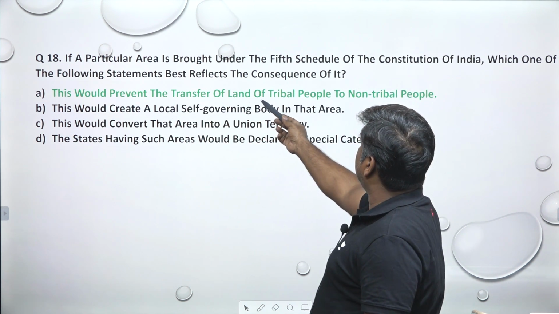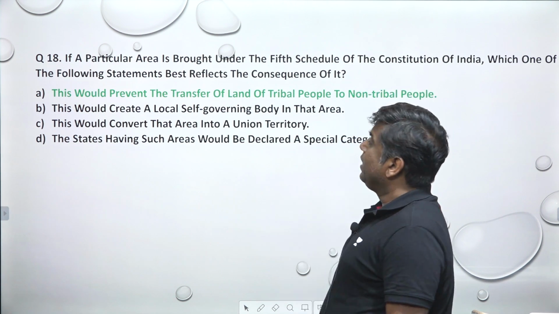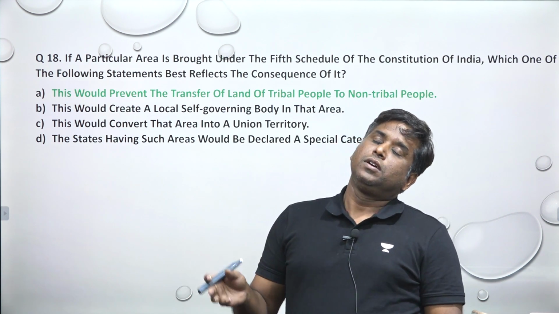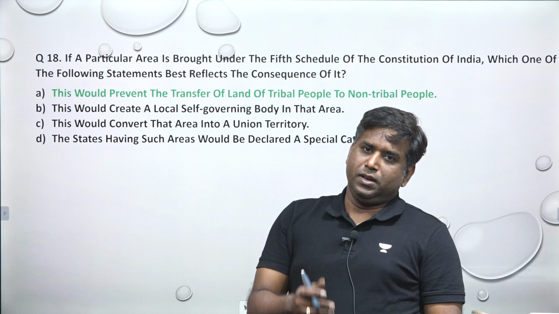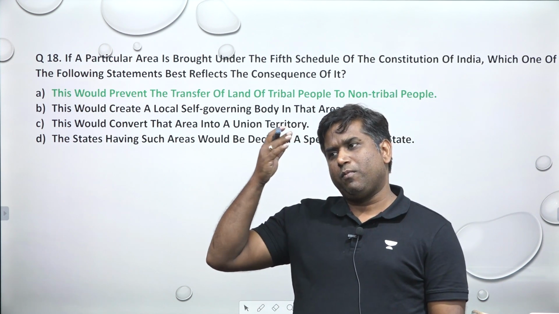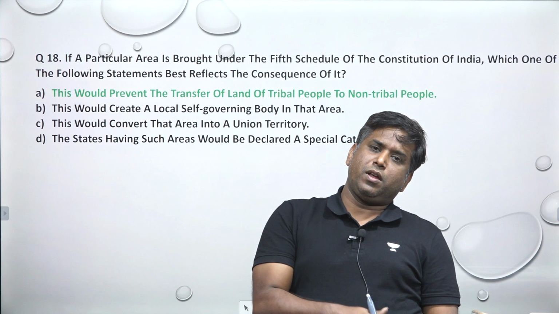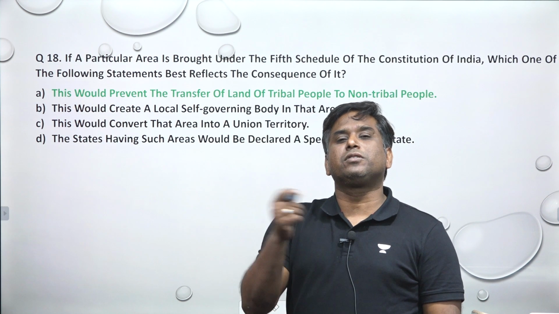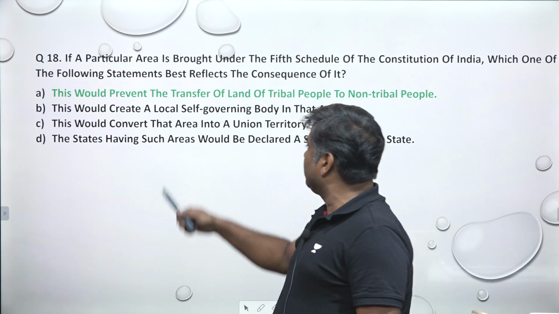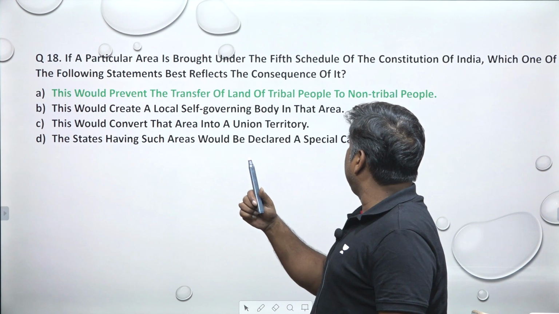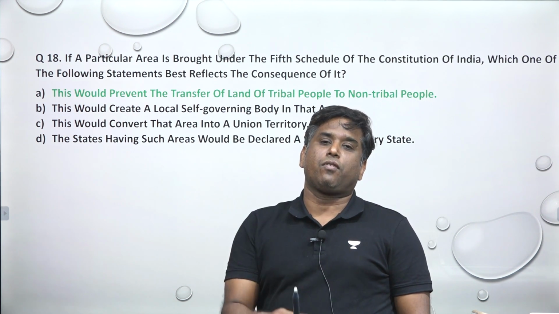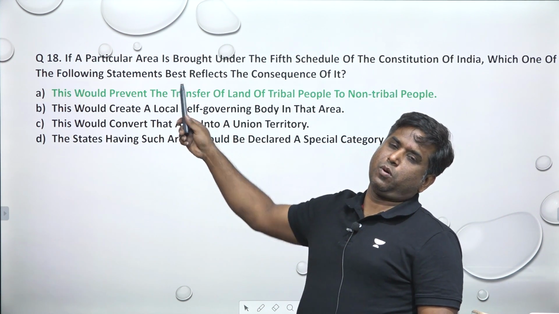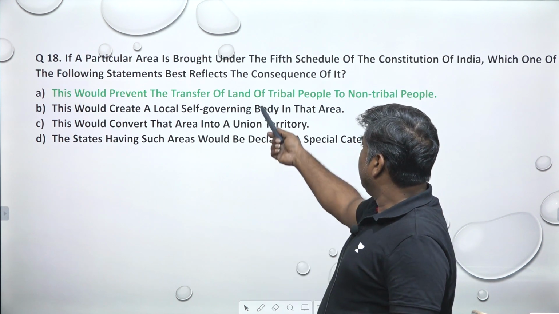This would prevent the transfer of land of tribal people to non-tribal. The interesting part is that it has been written that the governor may restrict transfer of land, not only from tribal to non-tribal, even within tribal if there is huge land pooling. Although there was a famous case in which this statement has come, that tribal land cannot be given to non-tribal people. So, when it comes to the best reflex, this is the most probable answer. I guess most of you have landed on it.